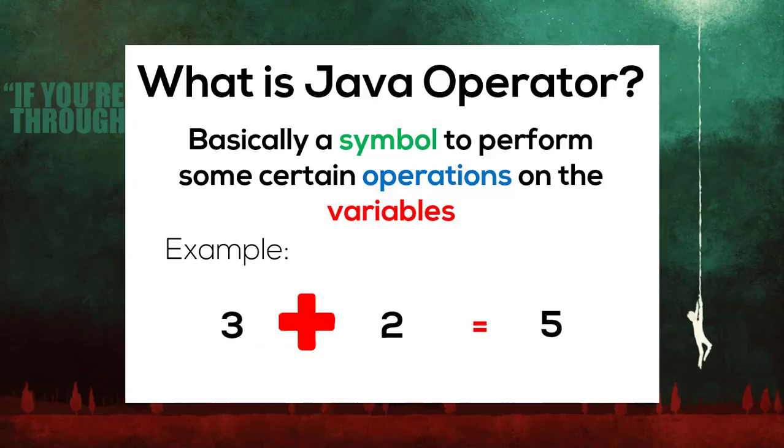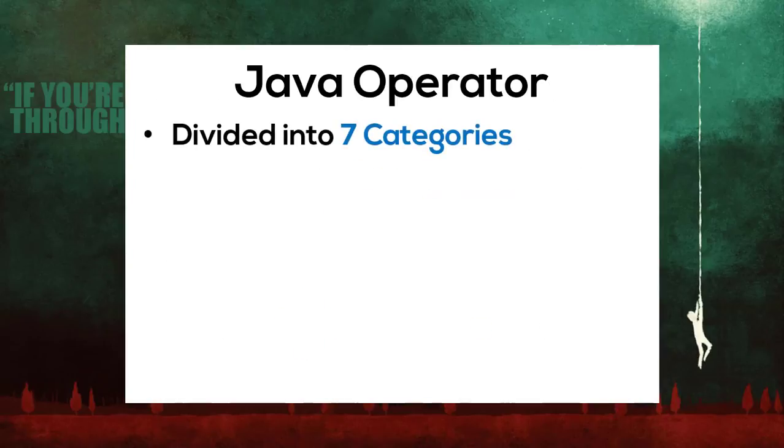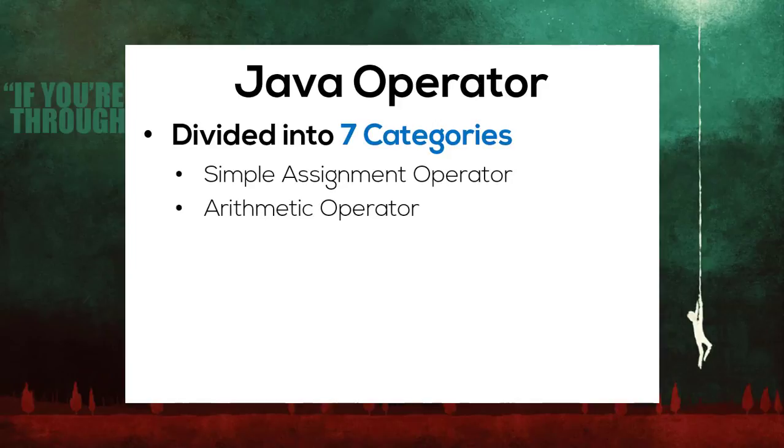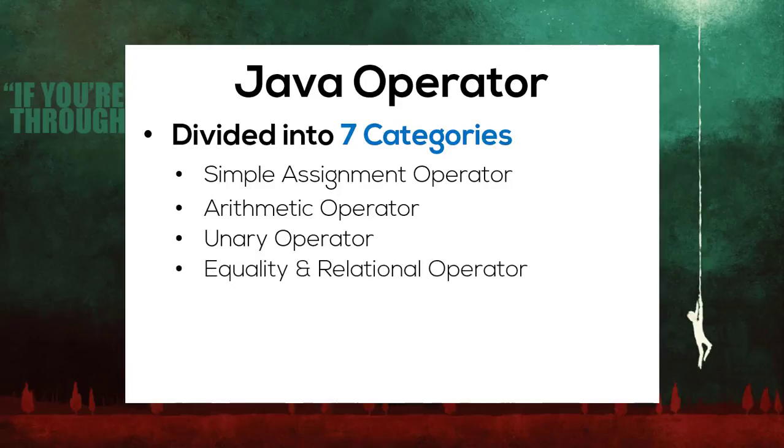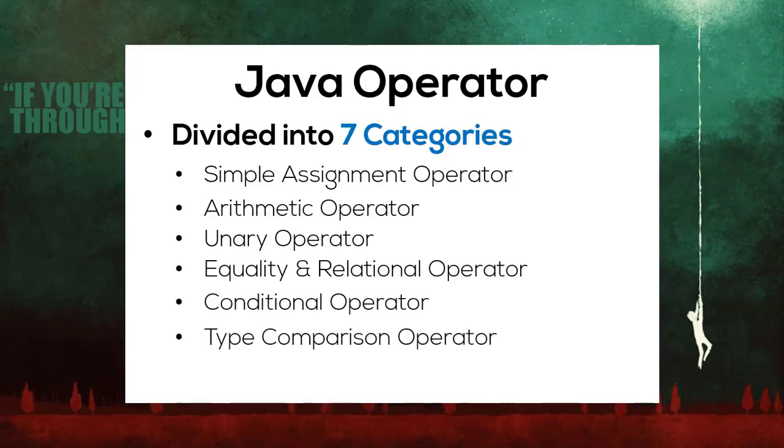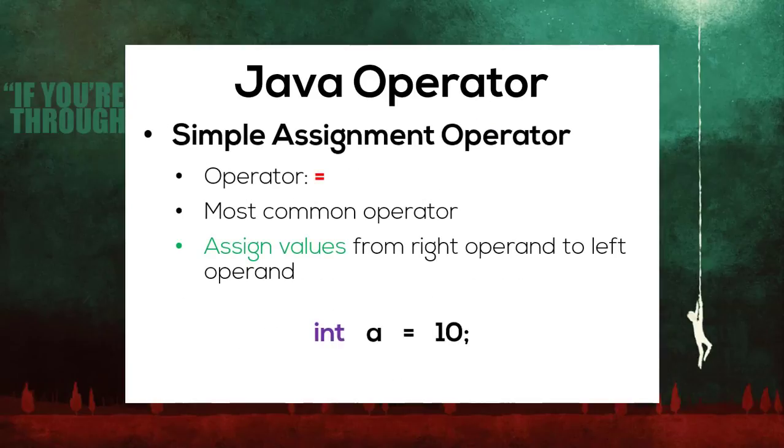Java provides us with a set of operators and we can basically categorize them into 7 different categories, which includes simple assignment operator, arithmetic operator, unary operator, equality and relational operator, conditional operator, type comparison operator, as well as the bitwise and bitshift operator. Simple assignment operator is definitely one of the most common operators that allows us to assign values from right side operand to left side operand.